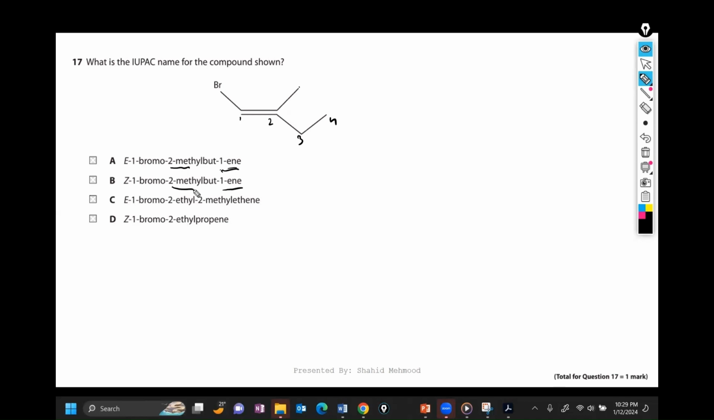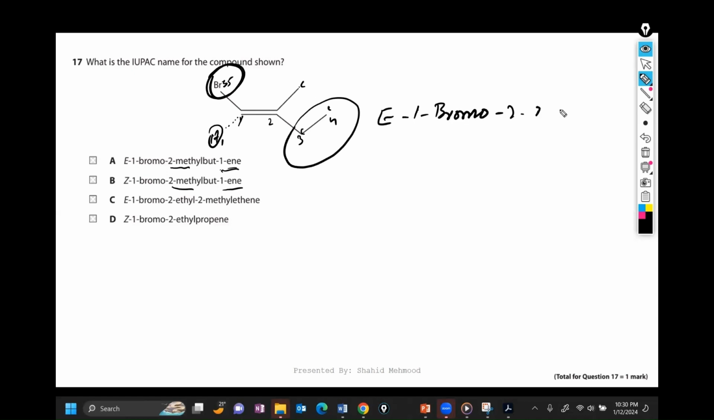But the stereochemistry, the isomer: bromine is here. If you see here, we don't mention the hydrogen in skeletal formula, but here the hydrogen is bonded. Hydrogen atomic number is 1, and this side has 1 carbon, and on this side there are 2 carbons, so this is the priority group. In this case, the 2 priority groups are present at opposite sides of the double bond, so this is the E isomer. Now this is the E isomer, so at 1 position bromine is bonded, so E-1-bromo, then 2-methyl, and but-1-ene. So our correct option is option A.